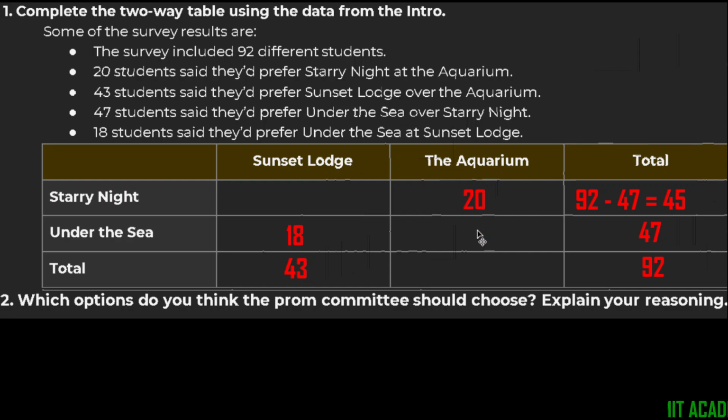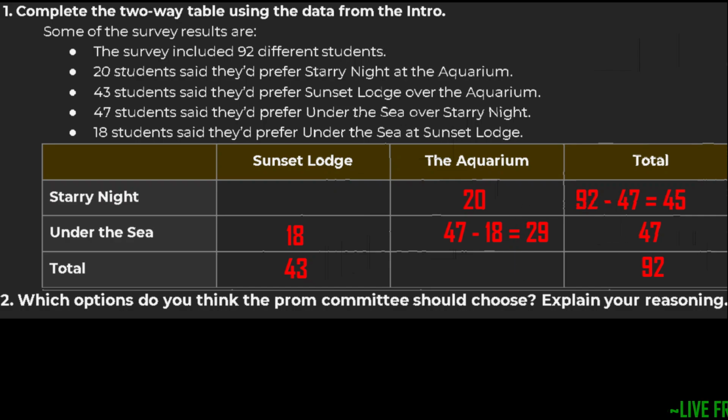Then for the next one, we can find out how many students wanted to go to the aquarium with the Under the Sea theme. Well, we have the total Under the Sea, and we have the Sunset Lodge Under the Sea. So what we can do is subtract those two. So I'm going to do 47 minus 18 to get 29 students voted for the aquarium with the Under the Sea theme. Then let's say I want to find out what the total number of students is for the aquarium.